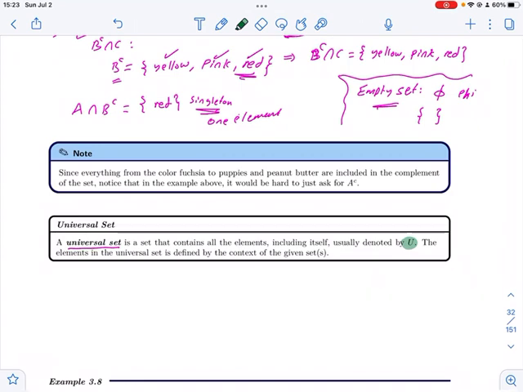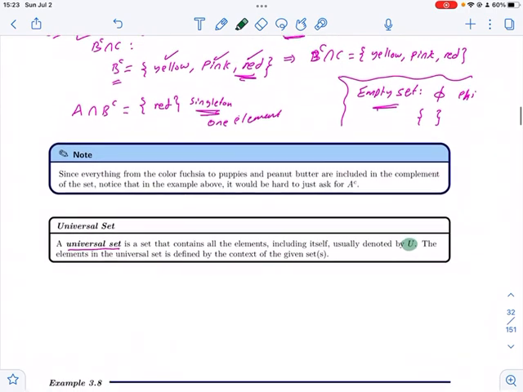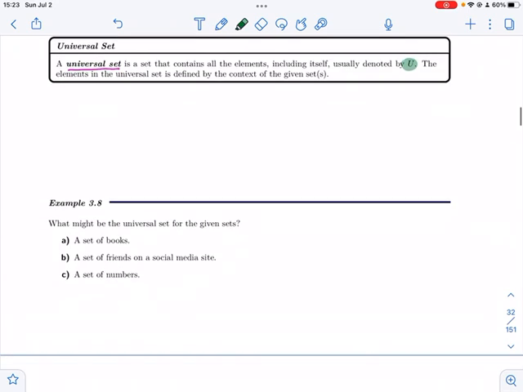Let's take an example. What might be the universal set for the given set? For example, set A, set of books. Can we describe it? So we just write U is the set of all books. Now, set of friends on social media. This is also a universal set.